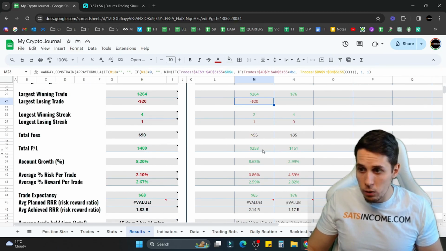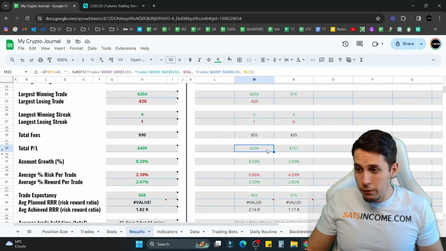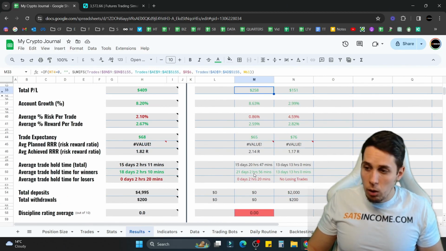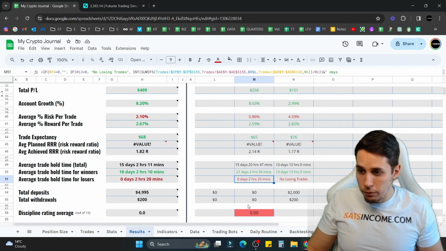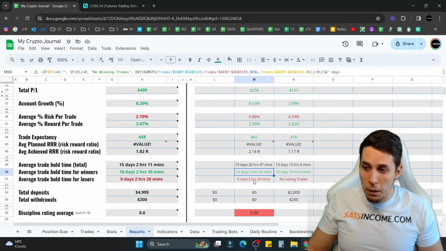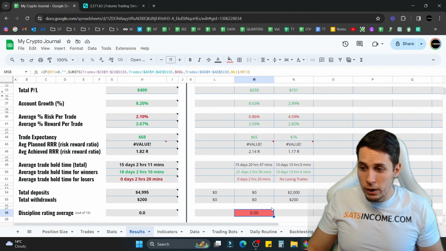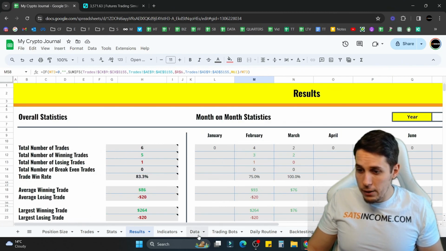Total fees $55, total profit for the month $258, average trade hold time for winners, average trade hold time for losers, right? So you can see that the longer we hold our trades, the more money we are making, right? And the trades that we are just holding for a short period of time, we are losing money on them, right? So these are important things to observe in your own trading, right? You can see here discipline rating average, right? But we didn't really add this data in the sheet. So yeah, this is the data that you can see here.